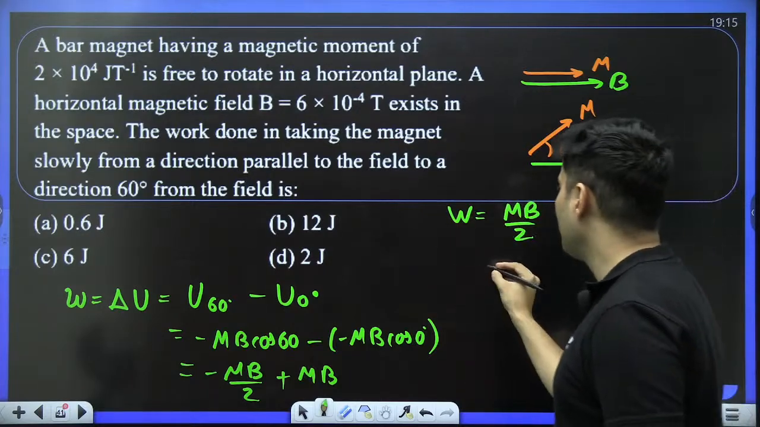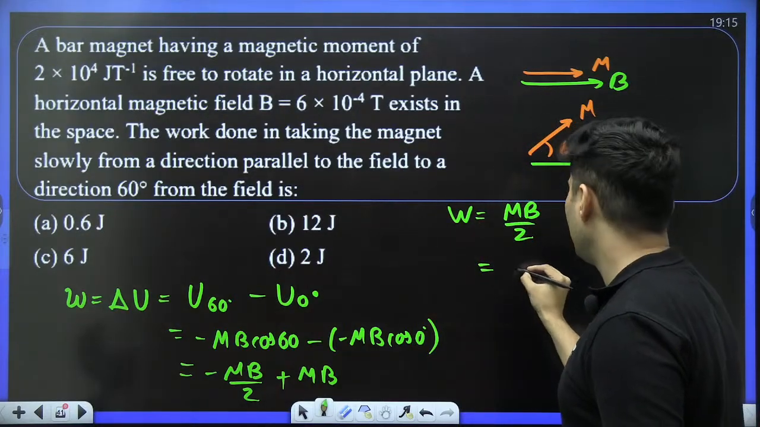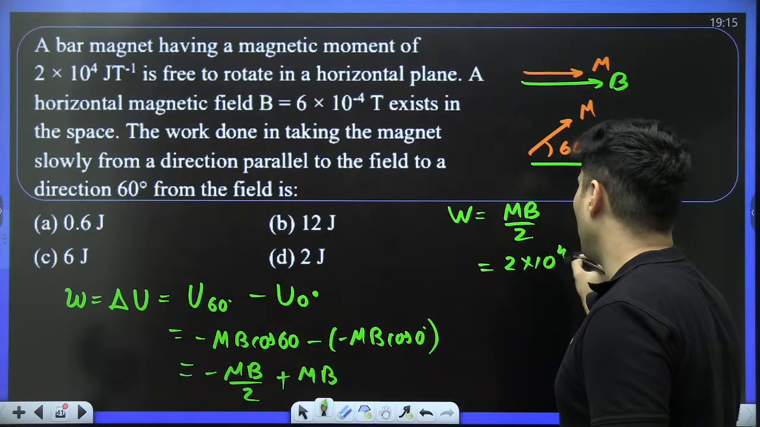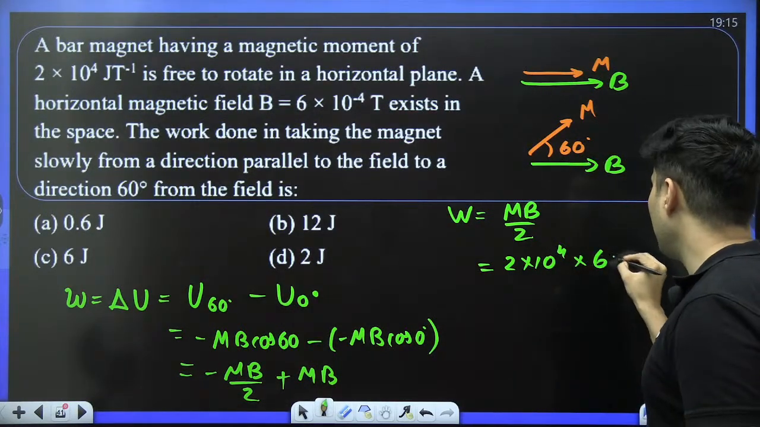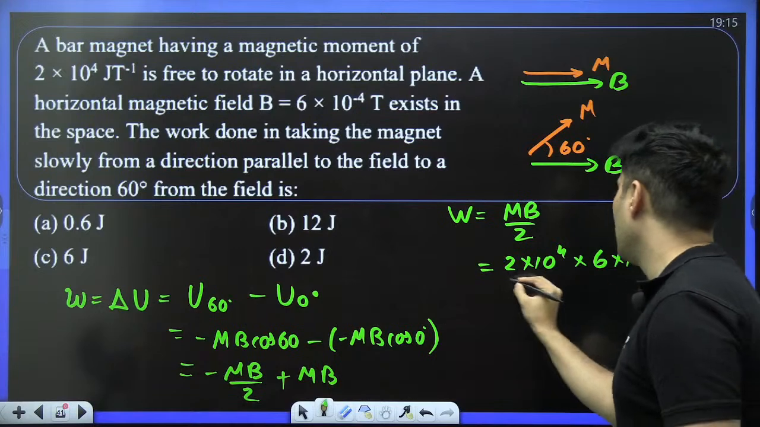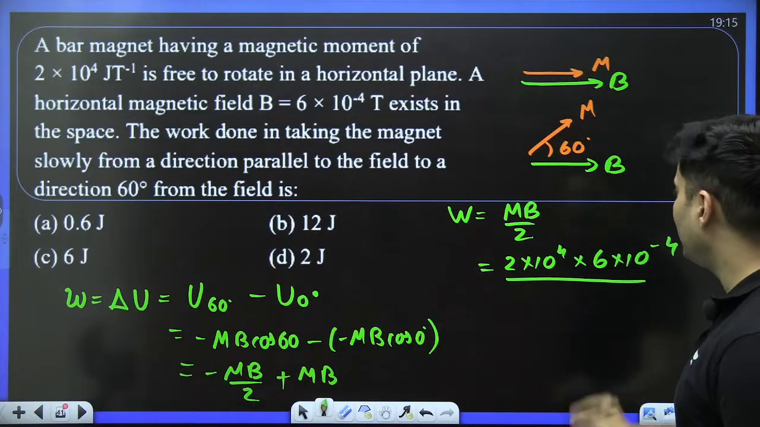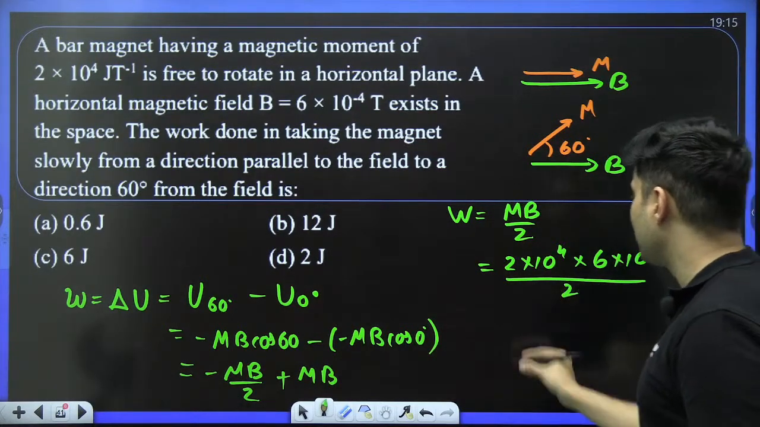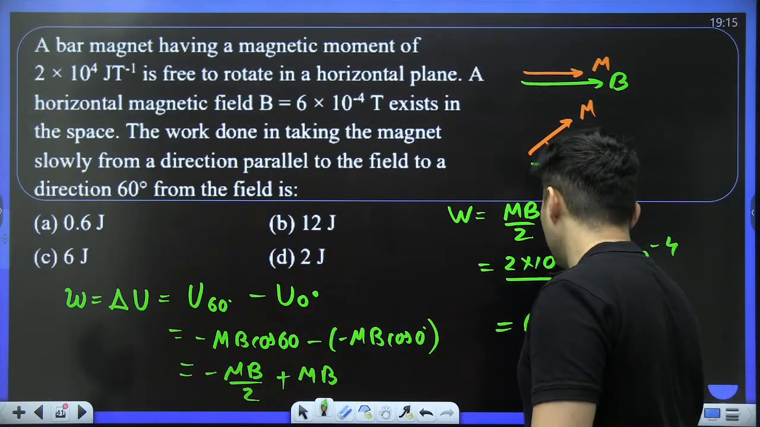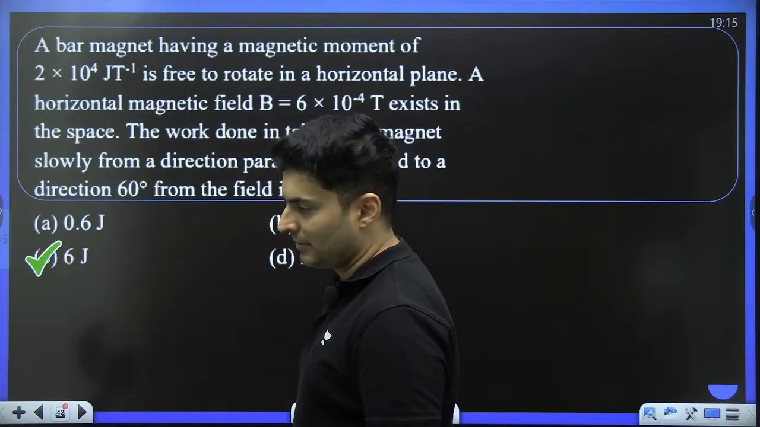Now you just substitute. That's all. The magnetic moment is 2 into 10 to the power 4. Magnetic field is 6 into 10 to the power minus 4. The whole thing is divided by 2. 2 to cancel, 6 is there. So that's it. 6 joules should be the answer.